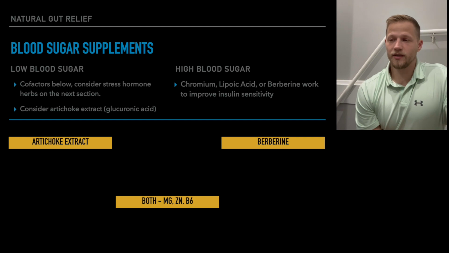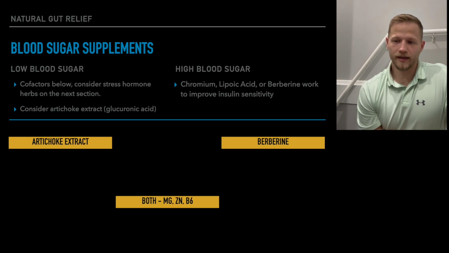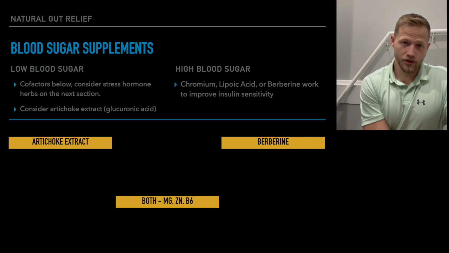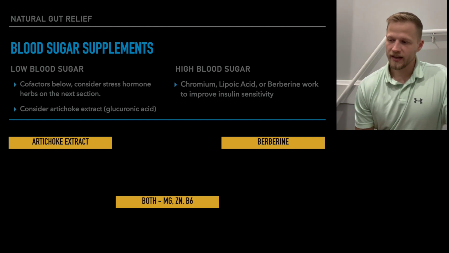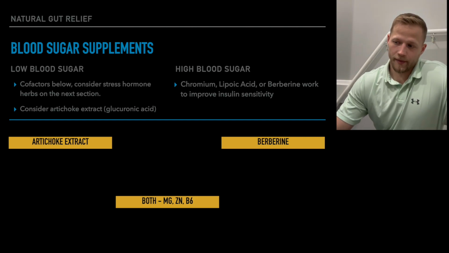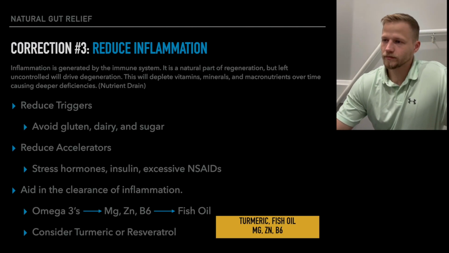Magnesium, zinc, B6 not only help balance blood sugar because they help turn glucose into glycogen and glycogen into glucose. So whether you're pushing or pulling, they're used a lot. They're the most common nutrients you're going to see across the board in biochemistry, and also very common deficiencies because of that.